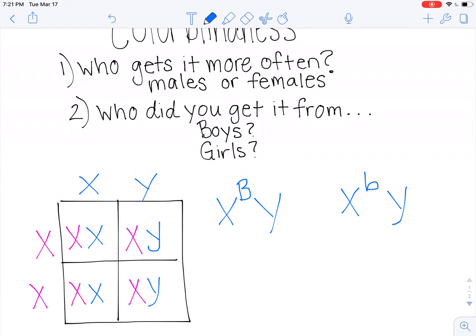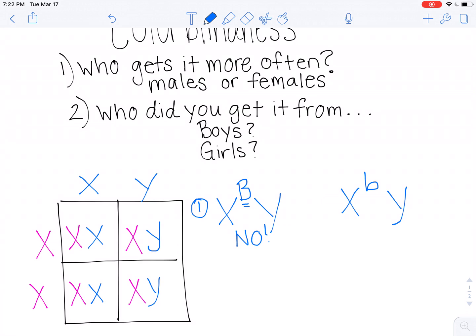All right, if we take a look at this first boy here, here's boy number 1. He has a capital B. My question is, would this boy be colorblind? And the answer to that would be no. Because colorblindness is a recessive form of the trait, I would need the recessive form of the allele. And capital B represents the dominant form. So, no, he is not colorblind.